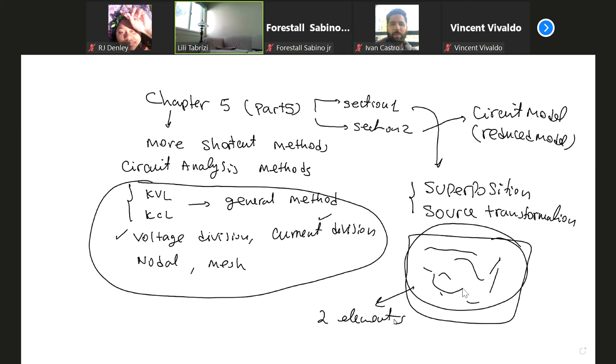I sent you a handout for superposition and source transformation. They are 2 very simple methods, so it's a kind of short handout. I'll go through some examples in class and I'm going to assign problems for you to practice. After that, we do Thevenin, Norton, or circuit modeling. I go through several examples in class.